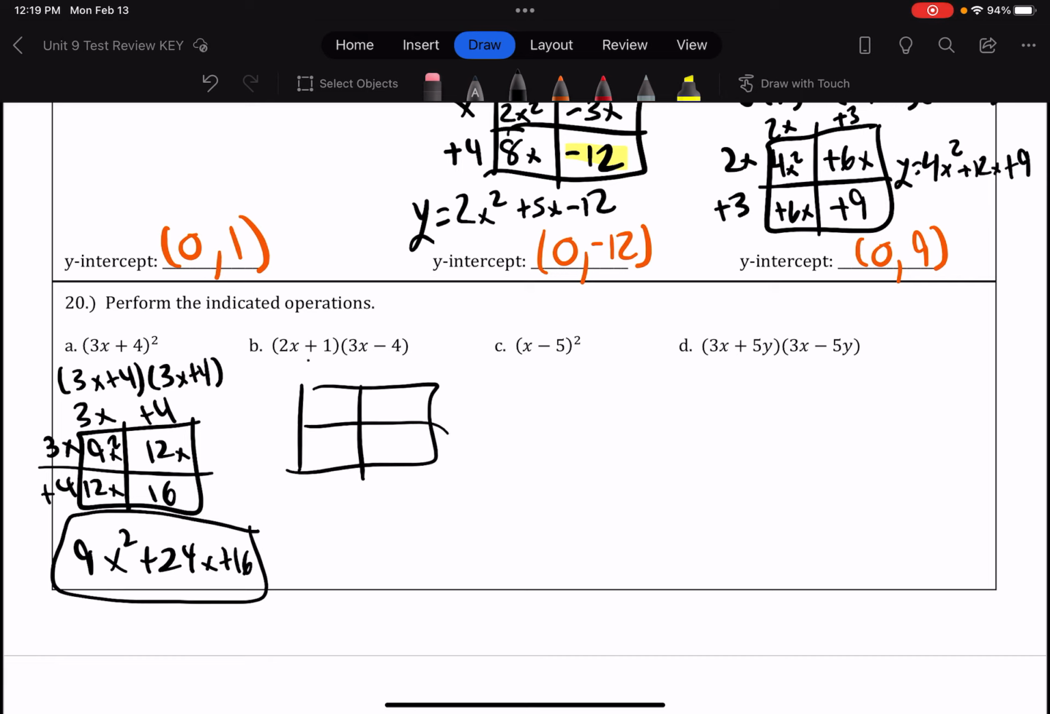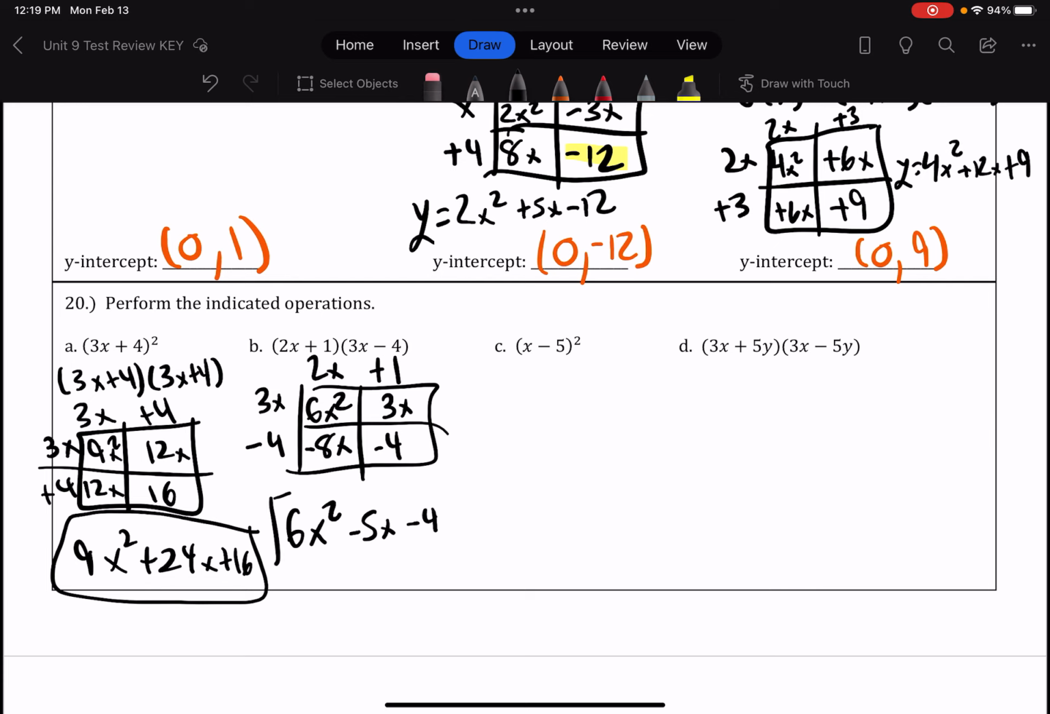All 4 of these will be box method. So I've got 2x plus 1 multiplied by 3x minus 4. 2x times 3x is a 6x squared. 3x times 1 is 3x. 2x times negative 4 is negative 8x. And negative 4 times 1 is negative 4. This yields 6x squared. 3x plus negative 8x is a negative 5x. And then we have the negative 4 at the end.